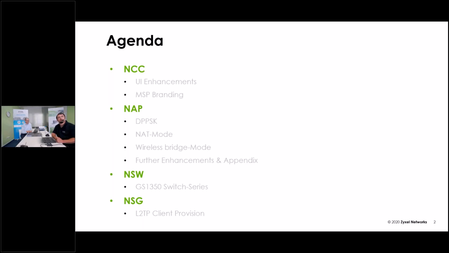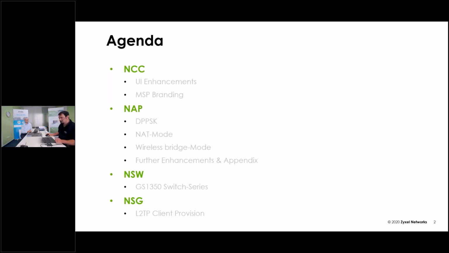But let's first talk about the agenda. I have divided the presentation into 4 different sections. One consisting of changes within the Nebula Control Center. The next one looking at the NAPs, also known as Nebula Access Points, before we then move over to the Nebula Switches, NSWs, and then the Nebula Security Gateways, the NSGs.